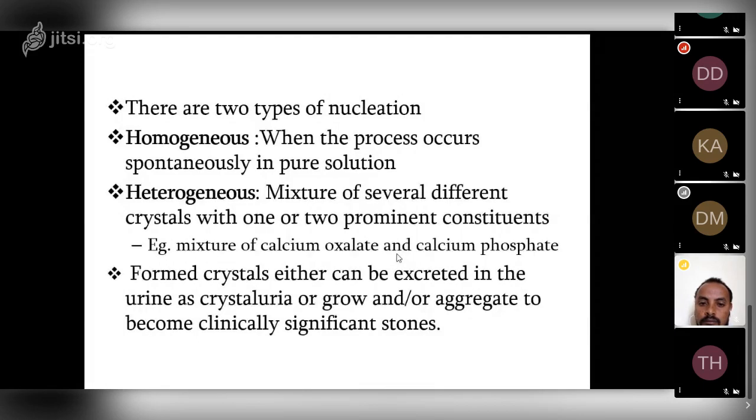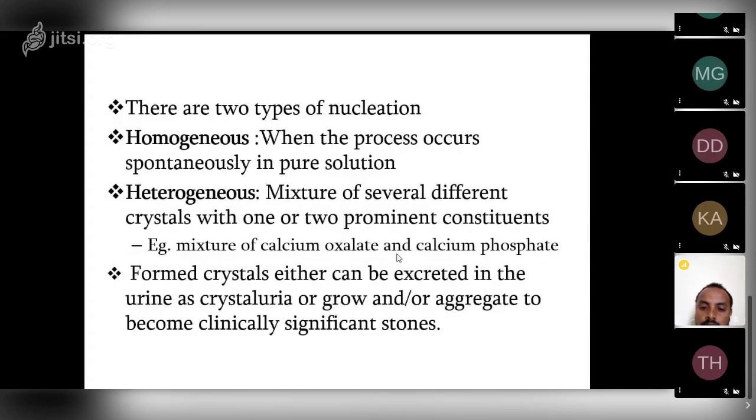nephrons. So there are two different types of nucleation: the homogeneous and the heterogeneous nucleation. When you say homogeneous, the process occurs spontaneously in a pure solution, the same solution. Heterogeneous is a mixture of several different crystals within one or two prominent constituents. Example, a mixture of calcium oxalate with calcium phosphate. This is heterogeneous nucleation.